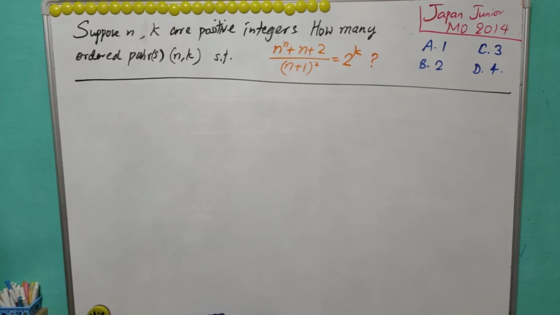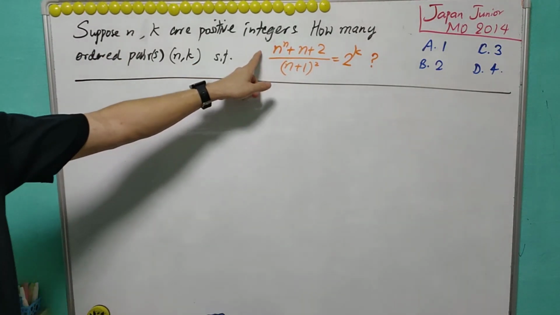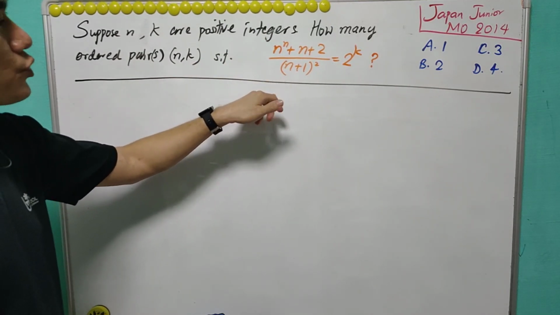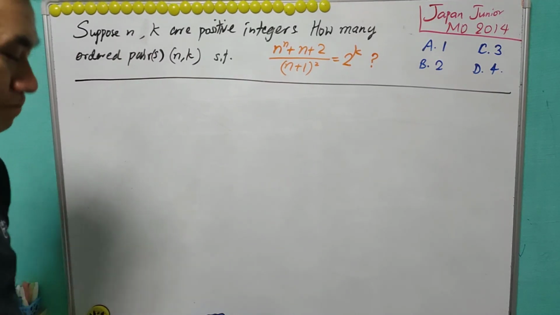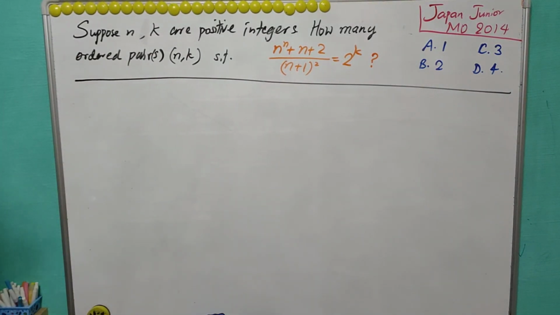Suppose n, k are positive integers. How many ordered pairs (n, k) are there such that n to the power of n plus n plus 2, over n plus 1 squared, equals 2 to the power of k? And the options are A, 1, B, 2, C, 3, and D, 4.